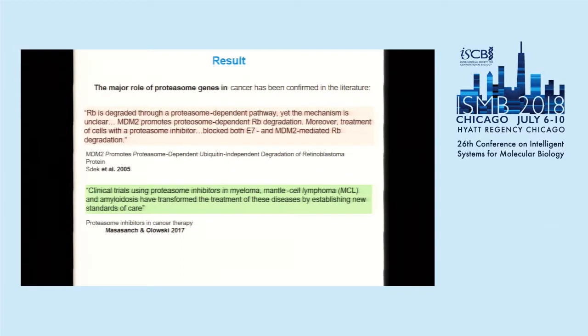And luckily for us, this result was actually confirmed in the literature, where we found that there is a major role of proteasome genes in cancer. For example, all the way back in 2005, they found that MDM2 promotes proteasome-dependent degradation of retinoblastoma protein. And as recently as last year, they've had successful clinical trials using proteasome inhibitors in cancer therapy. And there are even more of such pathways in Reactome. We found about 200 pathways that you can start exploring in Reactome using this tool.